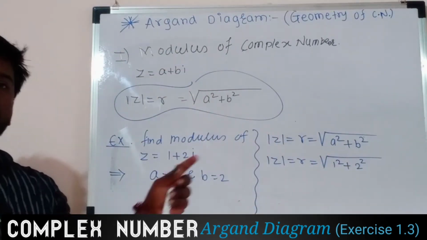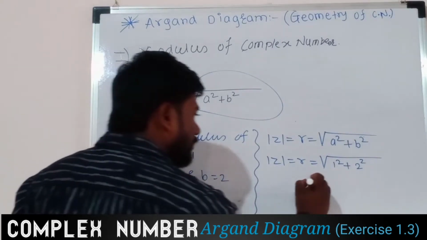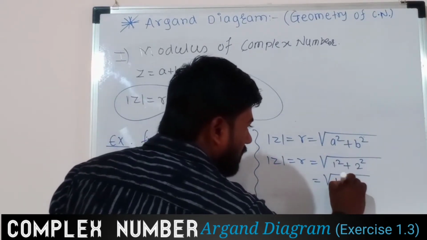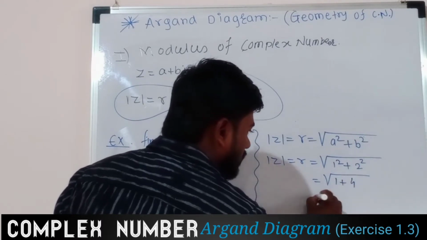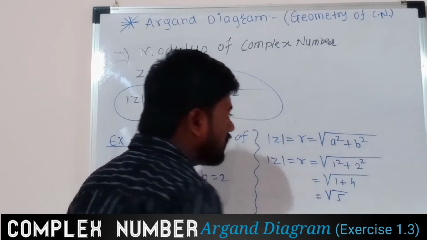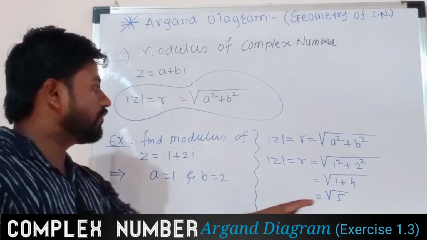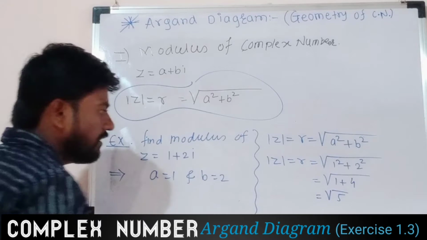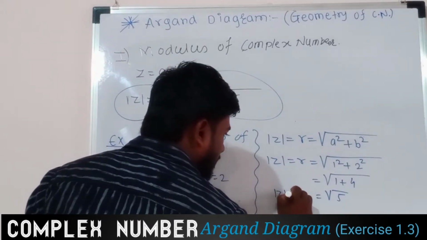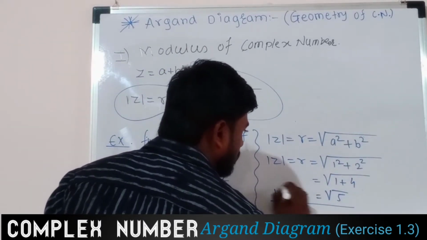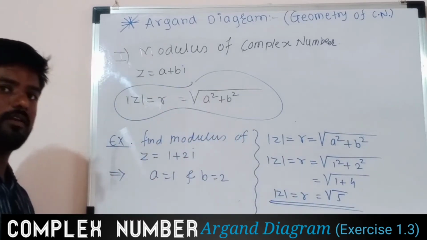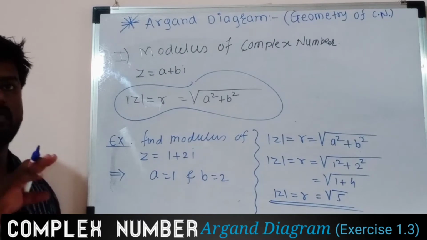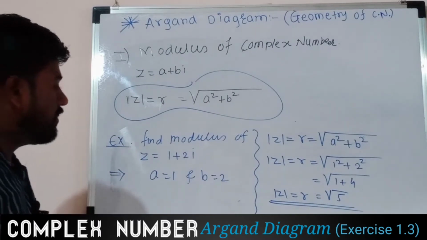Now you can easily calculate it. The square root of 1 square, which is 1, plus 2 square, which is 4. So square root 5, because 1 plus 4 is 5. So square root 5 equals mod z, that is the modulus of z. So I will write here mod z equals r. This is the solution. In a similar way you can find the modulus of any complex number. It's very easy, right?